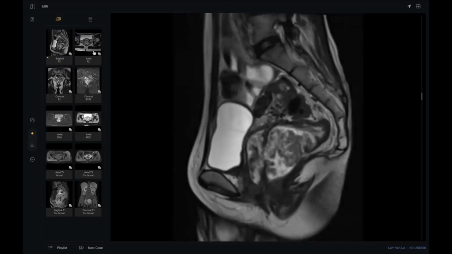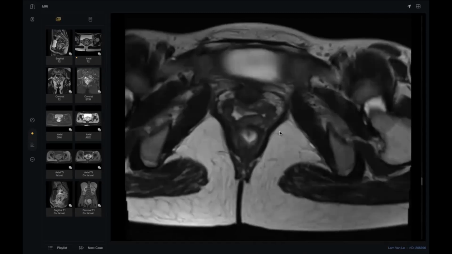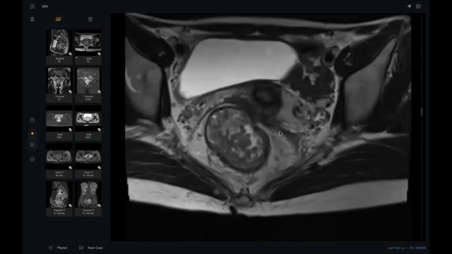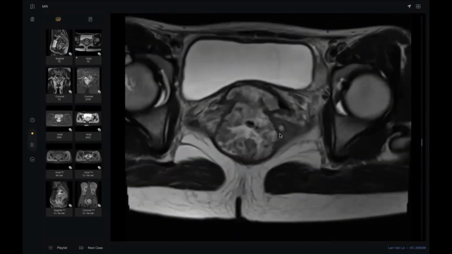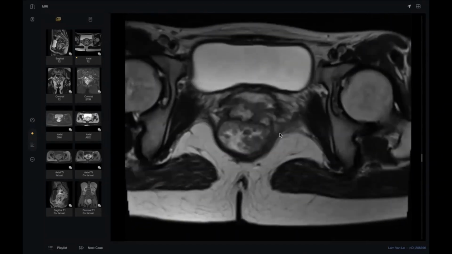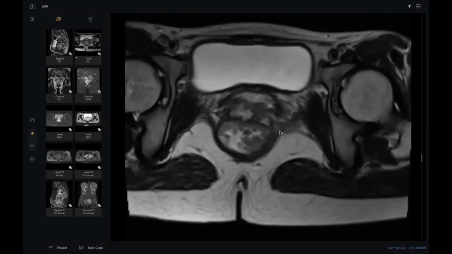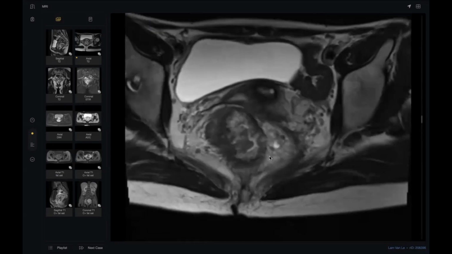Can you take the axial? Yes, so it's a T2 hyperintense mass lesion involving the rectum, predominantly centered on the rectum and also involving the cervix anteriorly. And there is adjacent marked fat stranding in the mesorectal fat.